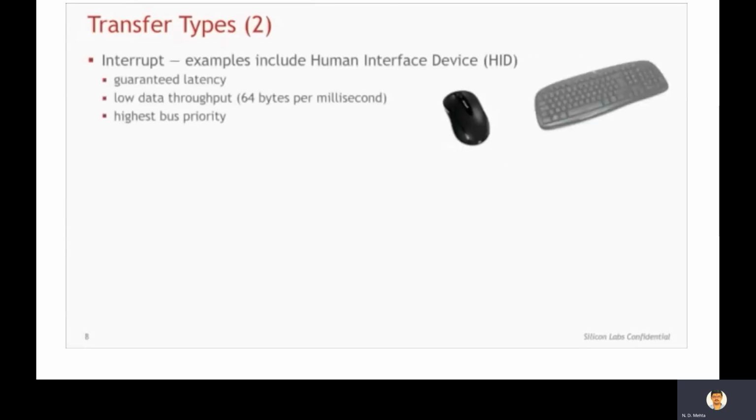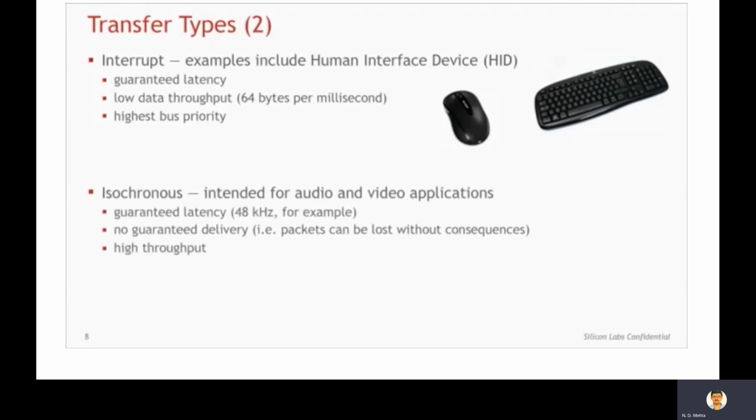The interrupt transfer type is a low data throughput transfer with a guaranteed latency. Interrupt devices get one 64-byte packet per frame, and examples of this are the Human Interface Device, or HID, like a mouse or a keyboard. Finally, the isochronous type provides a guaranteed latency and a high data throughput, but does not guarantee delivery. This type is intended for audio or video applications, where missing a packet of data here and there doesn't cause any issues.